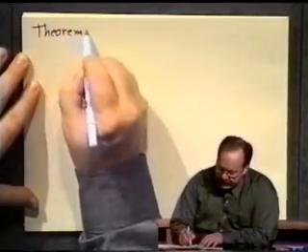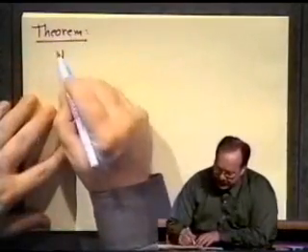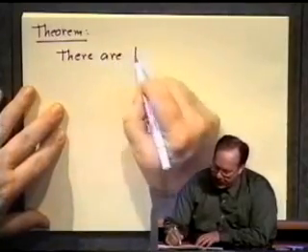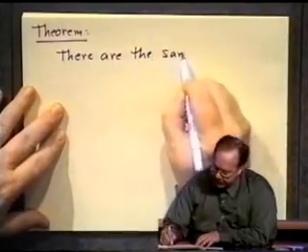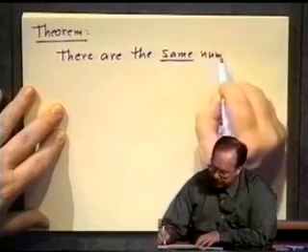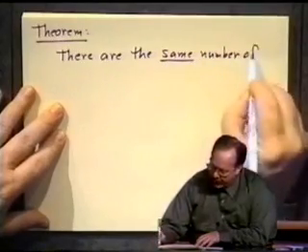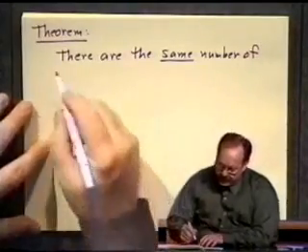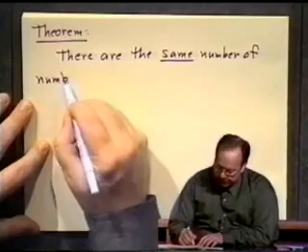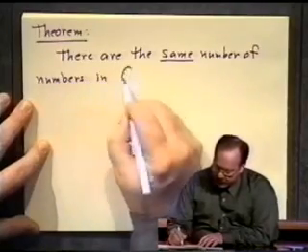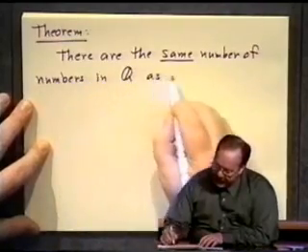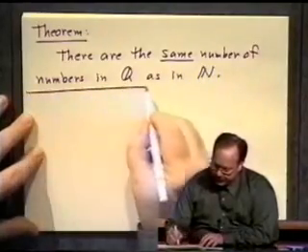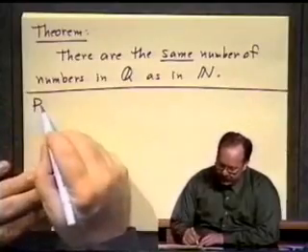The theorem is, and it just restates the title of this section a little bit more compactly. There are the same number, quantity, or the proper word is cardinality, but we'll just use number here. There are the same number of numbers in Q, the rational numbers, as in N, the natural numbers. And here's how the proof will go.